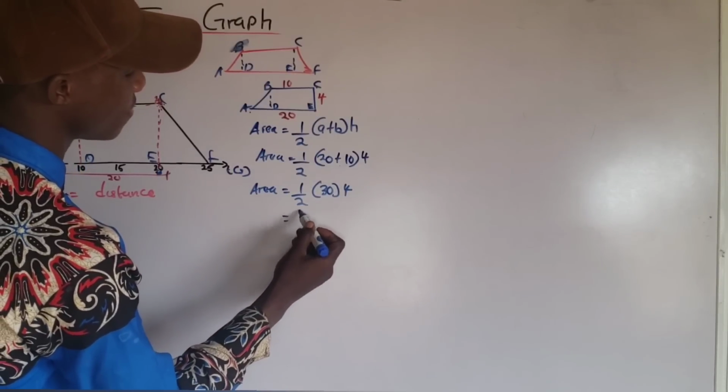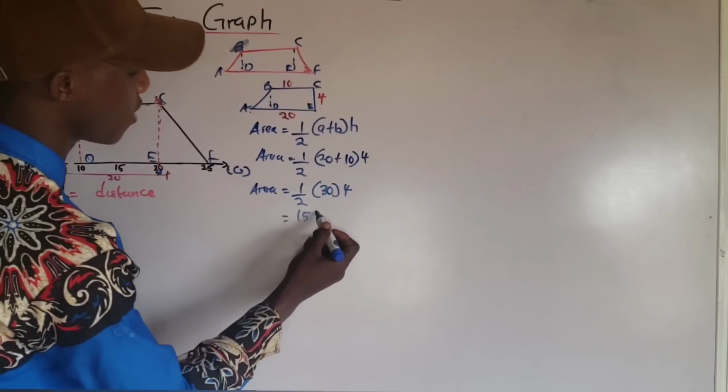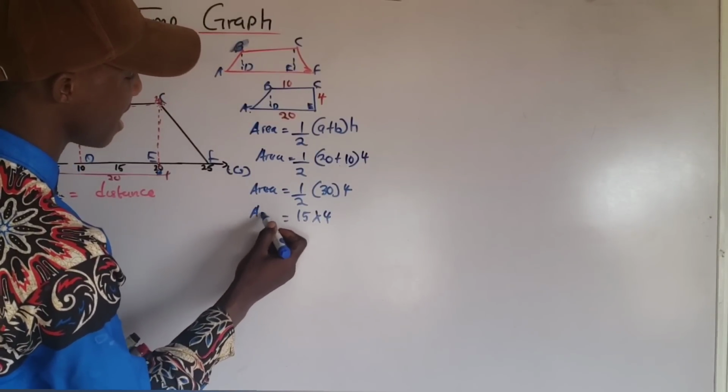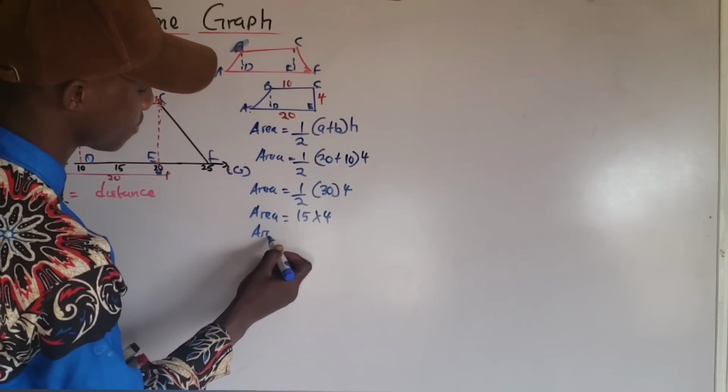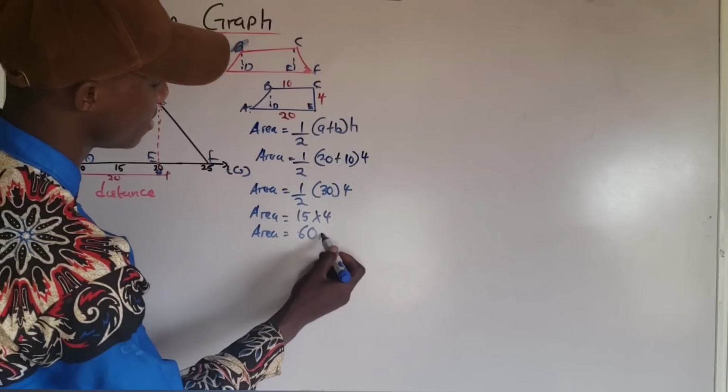Here I'm going to have 15, because 30 divided by 2 is 15. 15 times 4 is 60. So the area is equal to 15 multiplied by 4, which is 60. So I'm going to have 60 meters.